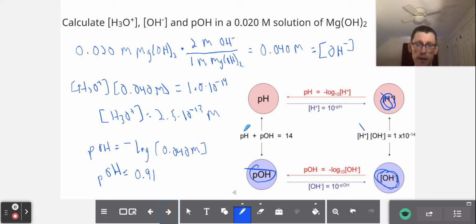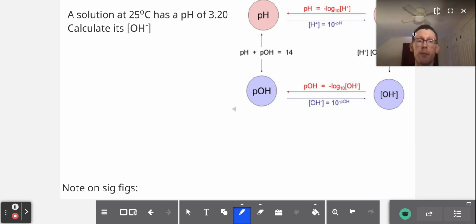I will note one thing important, and that is that with pH and pOH, the number of decimal places you should go to are equal to the sig figs. So in this case, we had 2 sig figs in our 0.040 molar solution. So we go to the hundredths in our pOH calculation. You could also get the pH from here just by taking 14 minus 0.91, and that would give you 13.09 as the pH. Anyway, last problem.